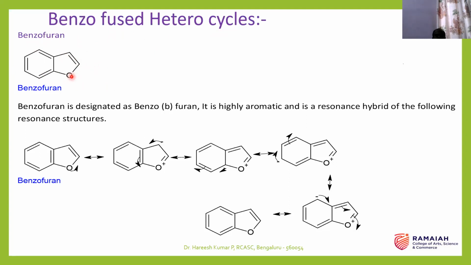If it is a sulfur, it's called benzothiophene. So up to this, we discussed 3-membered rings, 4-membered rings. So 3-membered rings: azirine, oxirane, and thiirane. Okay, 3 compounds we discussed in the 3-membered structure.